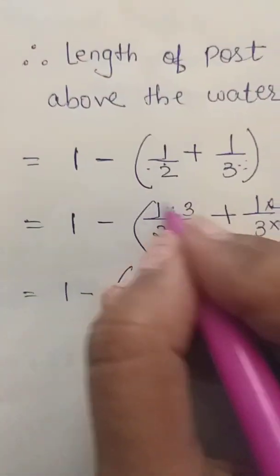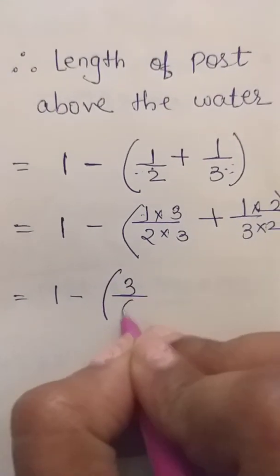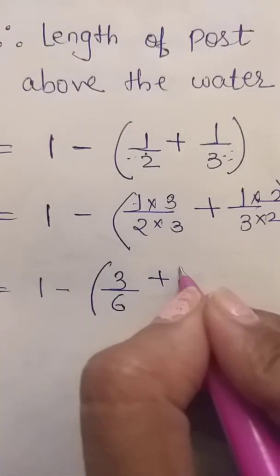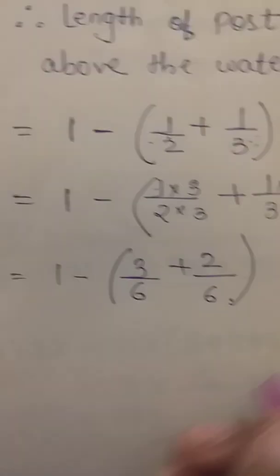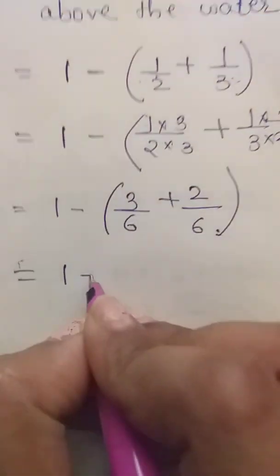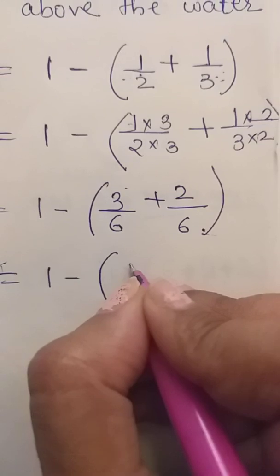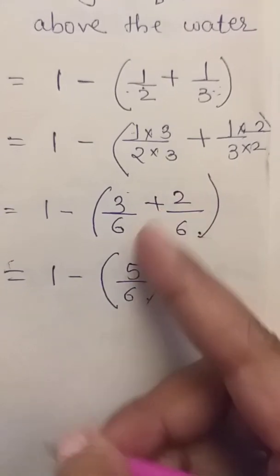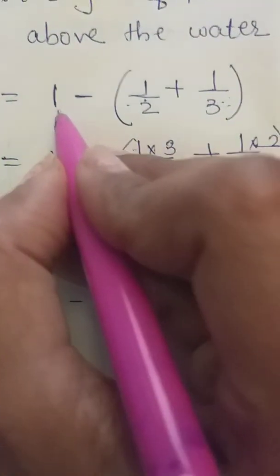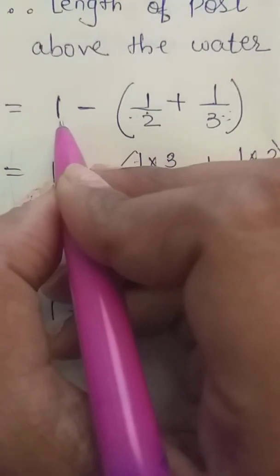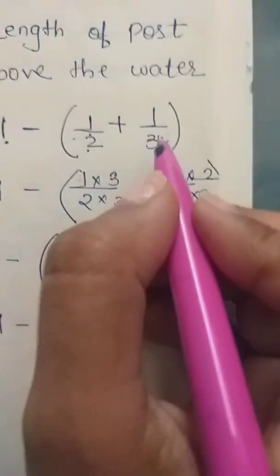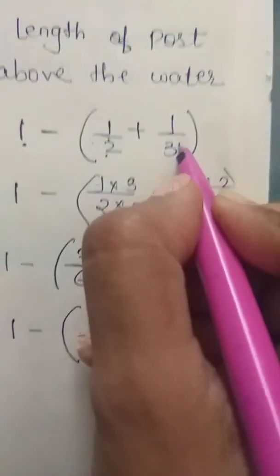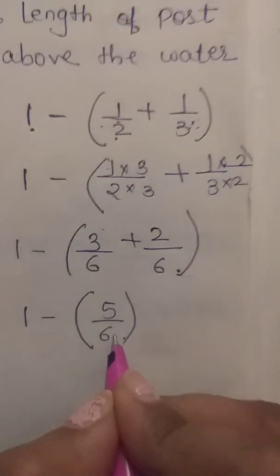1 3s are 3, 2 3s are 6. Here 1 2s are 2, 2 3s are 6. So make the denominator same. So here 1 minus 3 plus 2 over 6, 5/6. Okay, we have solved the bracket. Now see, I'll explain again. This is 1 meter, the total length of a post. This much is taken by the mud, and this much length is of water. So mud and water total length is 5/6.